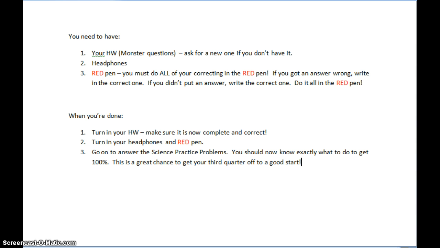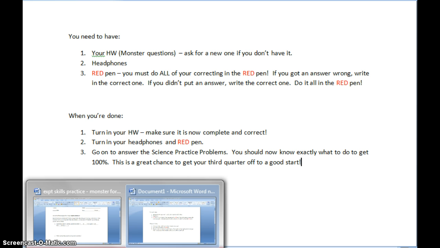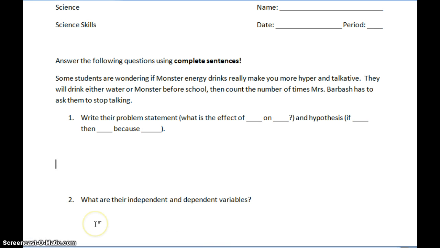And you need a red pen. You should have been provided with a red pen. You'll do all of your writing in the red pen. If you got an answer wrong, write the correct one with the red pen. If you didn't put an answer, write the correct one with the red pen. I want to see the difference between what you wrote down for homework and what you're writing down now. Okay, so pause if you need to and go get what you need, and here we go.